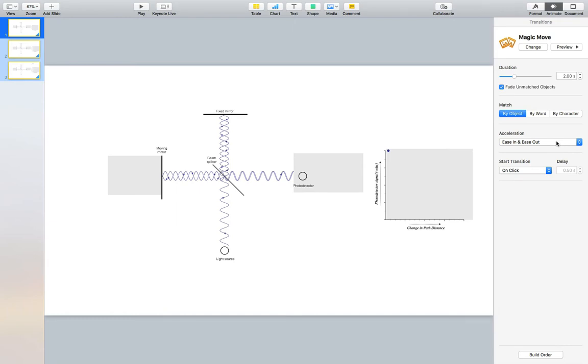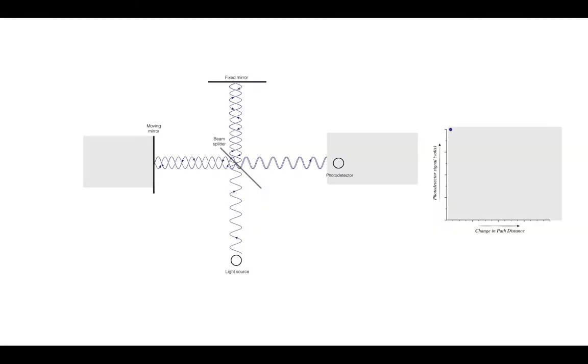Now I'm going to use the magic move transition. So I've set up magic move between the slides. There are a couple of parameters you can set. But now that magic move is set up, I'm going to hit play and watch what happens. I just move between one view and the other. There we go. And notice how everything was revealed in order.